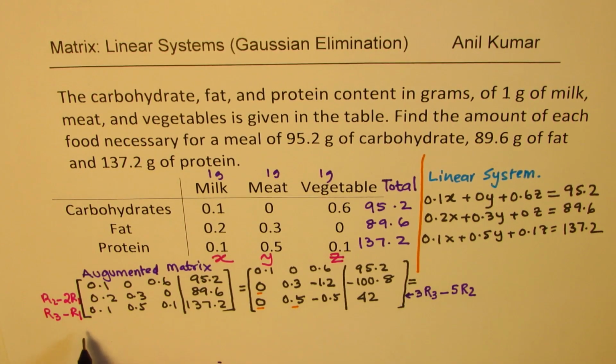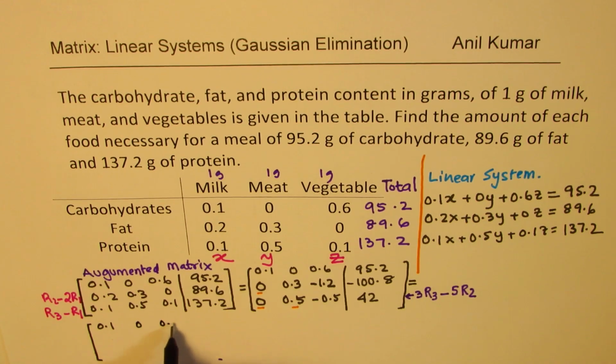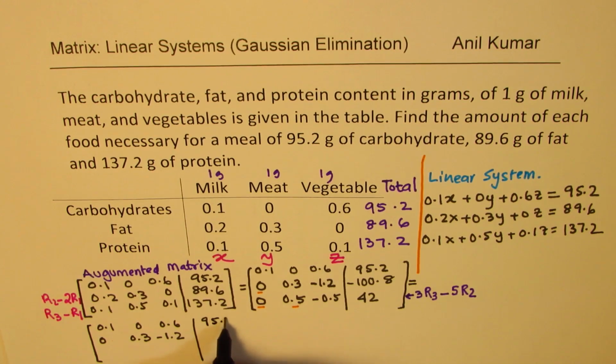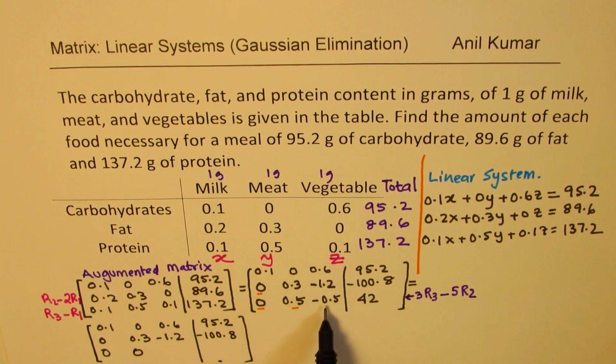So when we do this, I'm going to write results here. So I'll just copy the first 2 rows, which is 0.1, 0, 0.6, and here we get 0, 0.3, minus 1.2. Okay, so this is 95.2, this is minus 100.8. Okay, now this is 0, 0 minus 0 will be 0. Let's use calculator. We have to do 3 times this and take away 5 times that. Well, that should be 0. That is the purpose. Now, the last one.